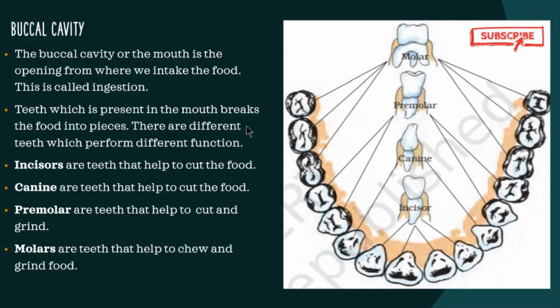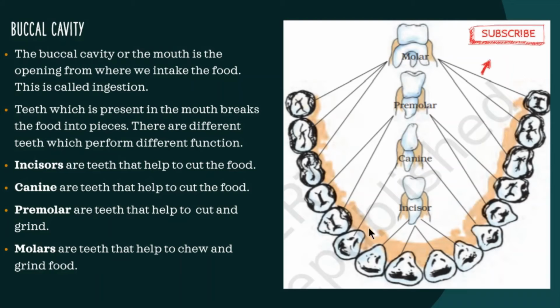Teeth present in the mouth break the food into pieces. There are different teeth which perform different functions. There are also types of these teeth, and each type performs its own function. There are four types of teeth: incisors, canine, premolar, and molar. So here are the functions of each of the teeth mentioned.